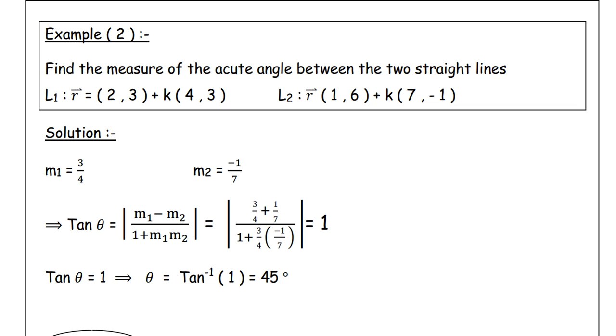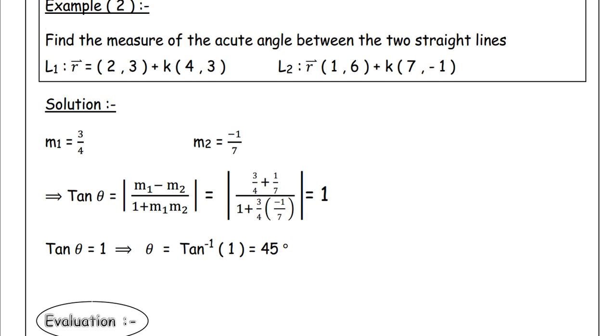How can I get theta itself? If you have the value of tan theta, you can get theta by using your calculator. Shift tan 1, the answer is 45. Okay, so this is the way to get theta.